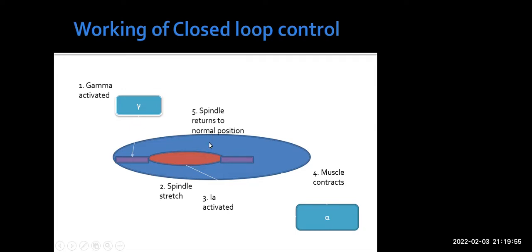Because what happens is this whole muscle becomes shorter. So the spindle also will be pulled together, so it will reduce its length. So it will return back automatically to its original position. Okay. Are you clear with this?